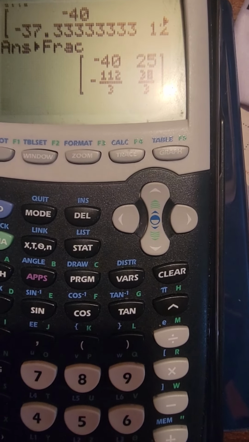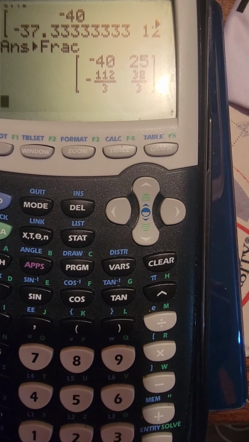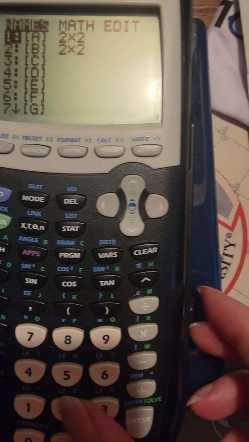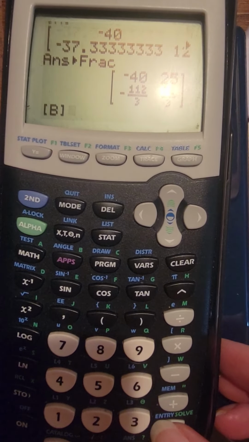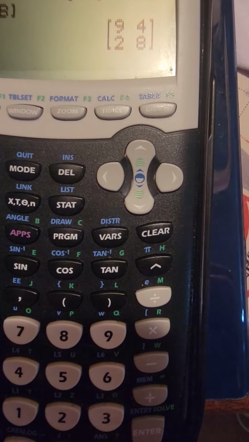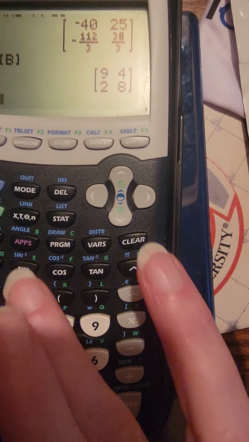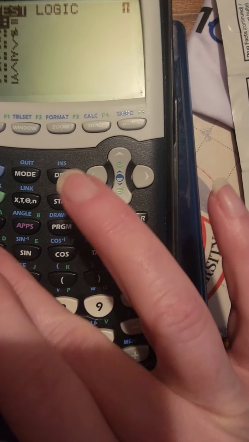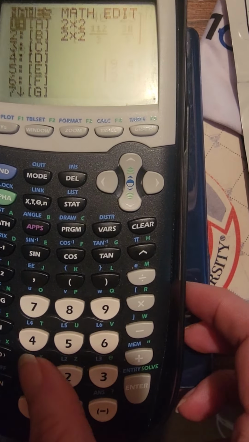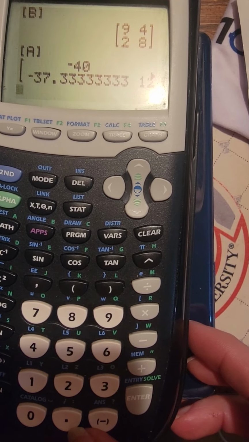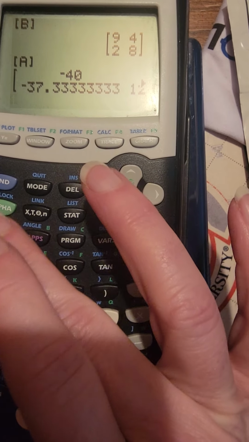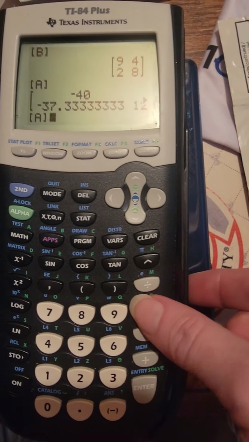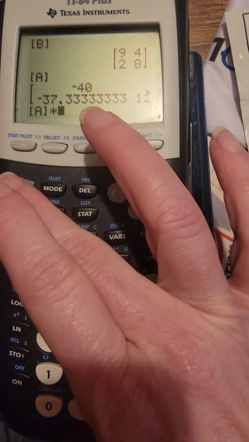All right, so that's the one I have in, and I'm going to divide that by the inverse of B. So I'll show you that I have the other one in matrix B. So that's the other one. So if I do A, nope, sorry, matrix A. So hold on. Matrix A times the inverse of matrix B.